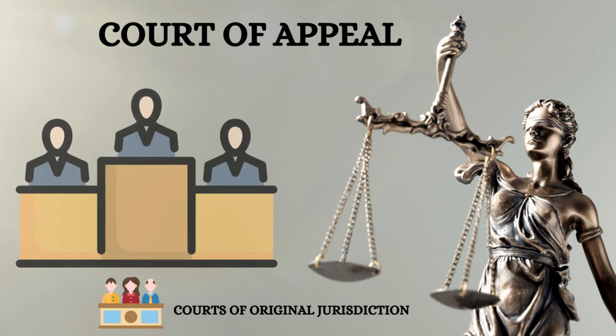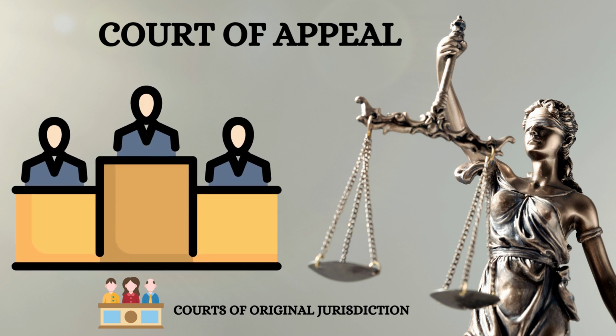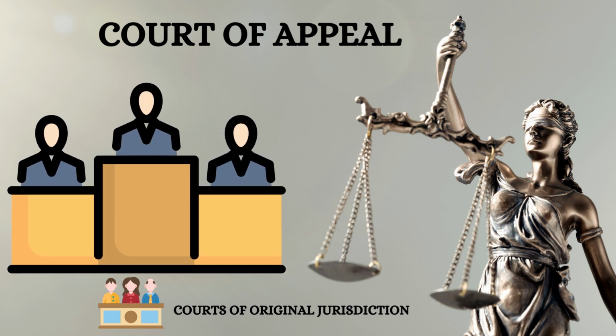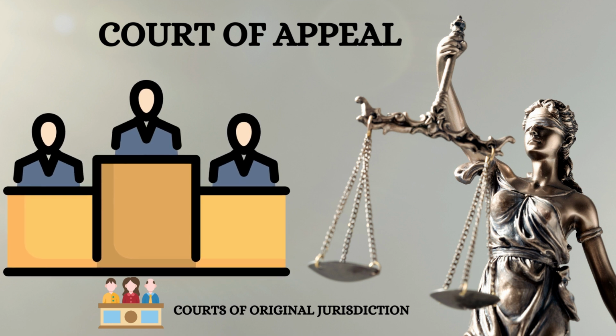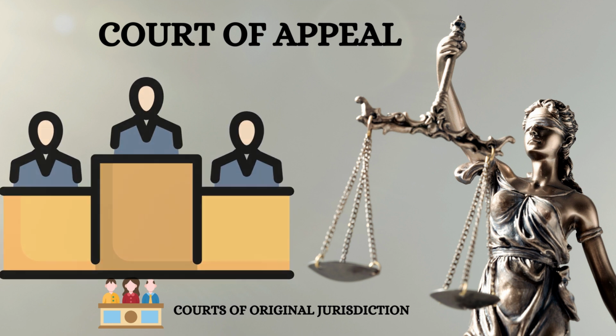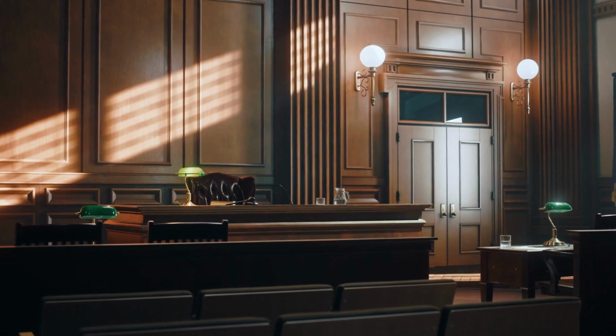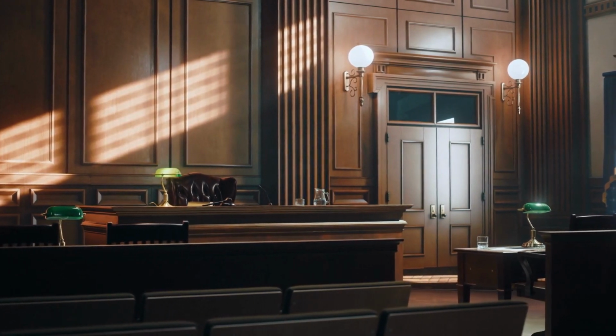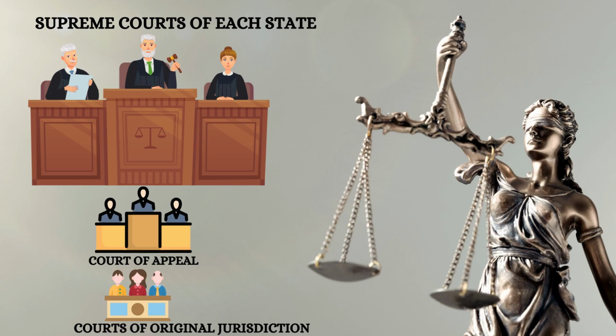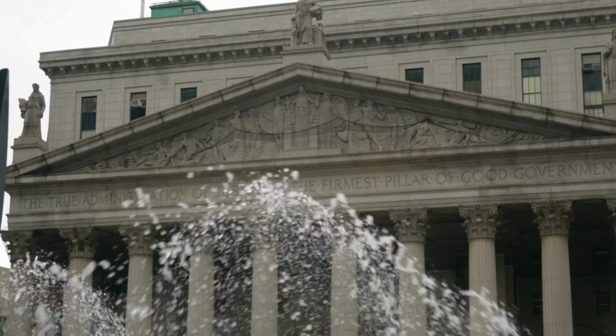Then come the appellate courts. Most of the states have the next level of courts called courts of appeal. These courts hear appeals from parties dissatisfied by the decisions of the trial court. Then at the top, or at the helm, of the state legal system are the supreme courts of each state. The supreme courts of the states hear appeals from the appellate courts.